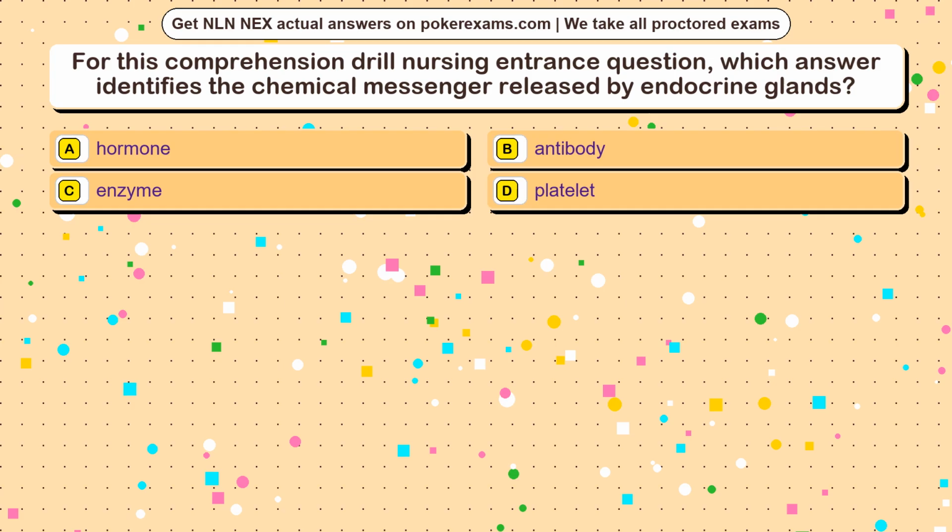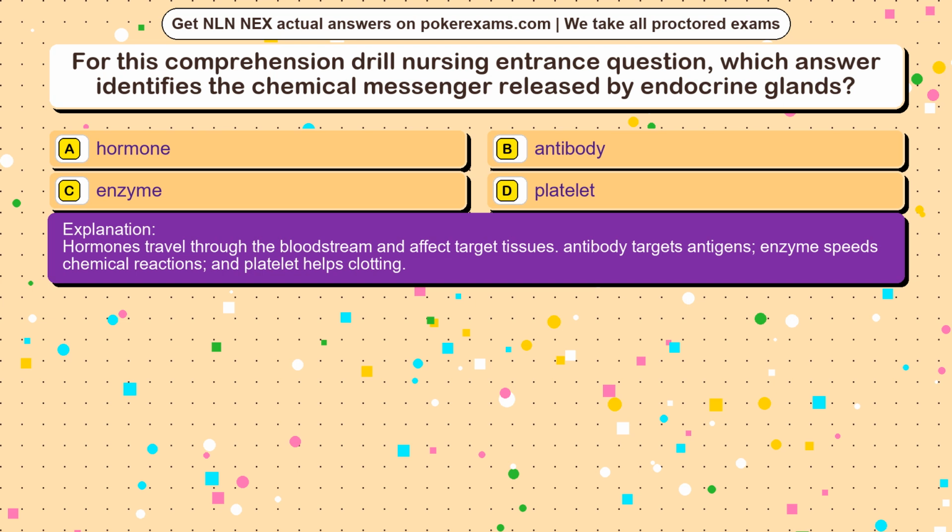The correct answer is option. Hormones travel through the bloodstream and affect target tissues. Antibody targets antigens, enzyme speeds chemical reactions, and platelet helps clotting.